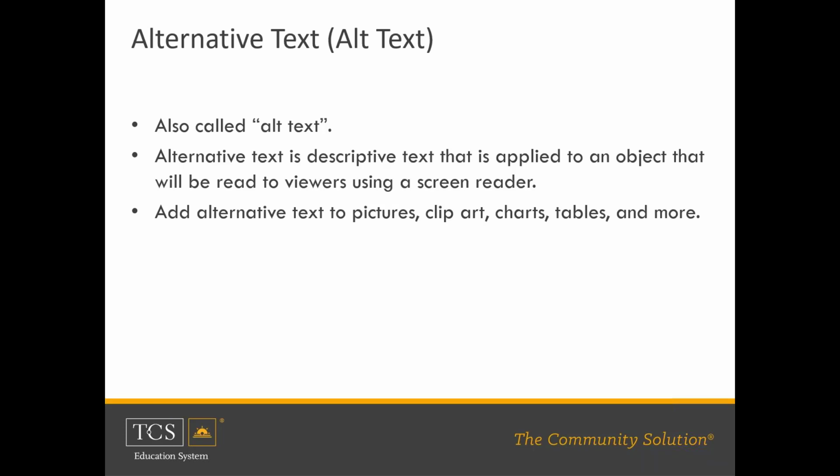So you'll want to add descriptive text, alternative text, to any type of object in your document. This includes pictures, clip art, tables, and more. For this webinar, I'm going to use an image as an example. However, you can apply the same rules to any object that you insert in your document.